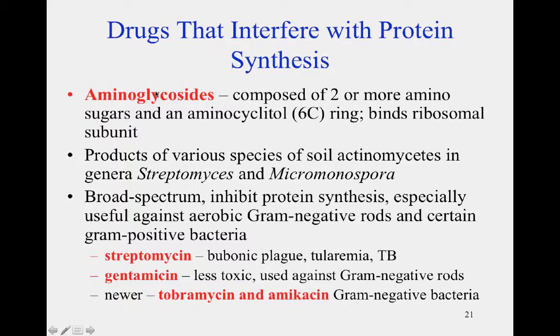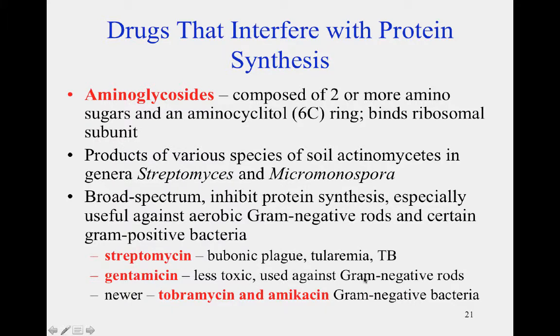Now, with the aminoglycosides, a lot of these are products of various species of Streptomyces and also Micromonospora bacteria. A lot of them are broad spectrum, and they're especially useful against aerobic gram-negative rods and specific gram-positive bacteria. For example, streptomycin has been used historically to treat tularemia, TB, also isolated cases of the plague.